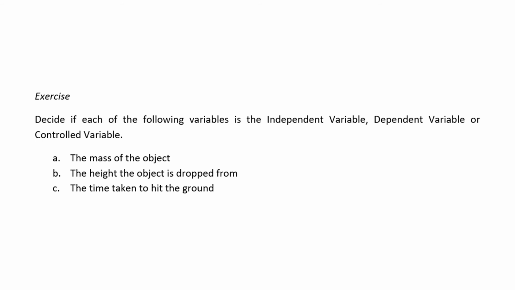Now, you saw that we did an experiment. We dropped those objects at the same time, and we watched to see which object hit the floor first. In that experiment, what was the independent variable? What was the dependent variable? And what was the controlled variable? Look at answers A, B, and C, and try to match these 3 names to the 3 variables. Pause the recording now.